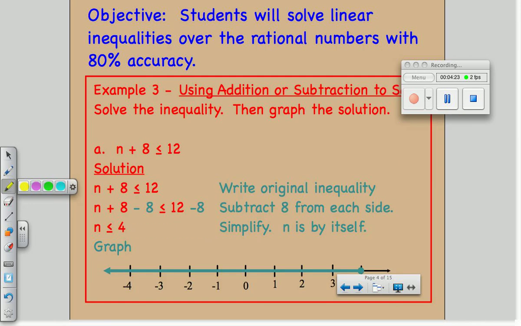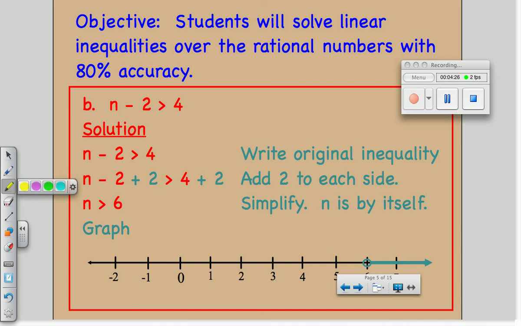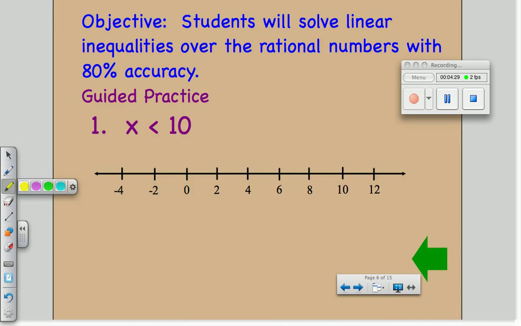All right. So we're not going to go through this one. This is just actually solving it, which we've already done. So let's practice this now. X is less than 10. Okay? So first, I'm going to graph 10.